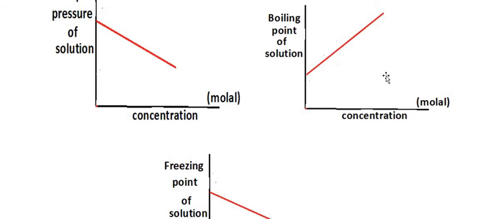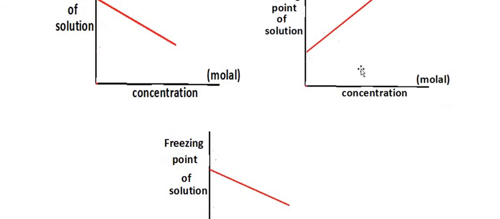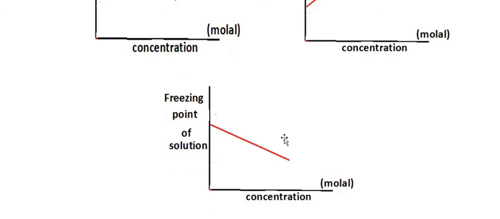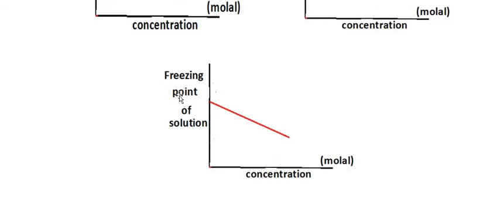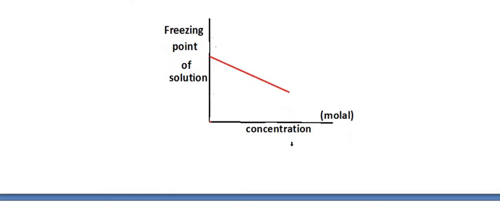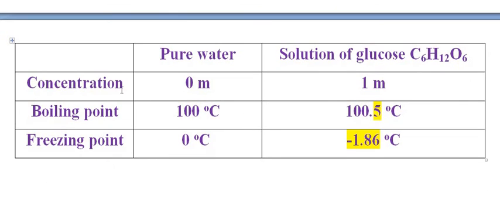As the concentration of the solute increases, the boiling point increases due to the attraction between molecules of solute and solvent. Here is also the relation between the freezing point of the solution and the concentration. As the concentration of the solution increases, the freezing point decreases, as I said before. For example, if you have pure water, the concentration of the solute is 0. Pure water means no solute is present, 0 molal.